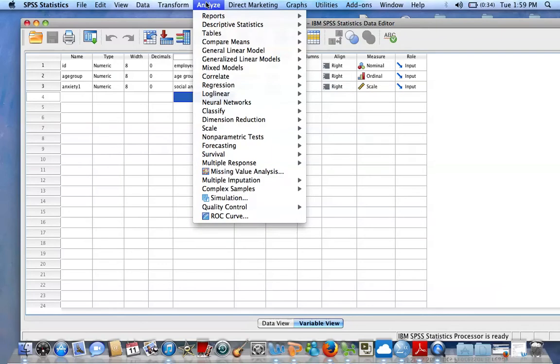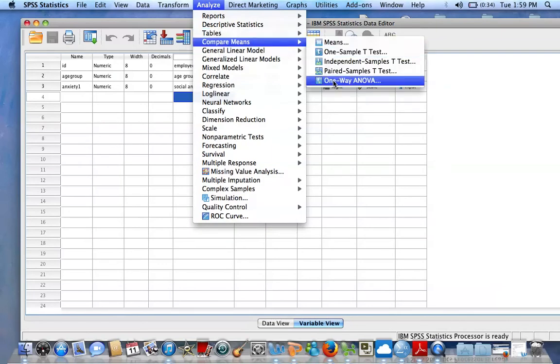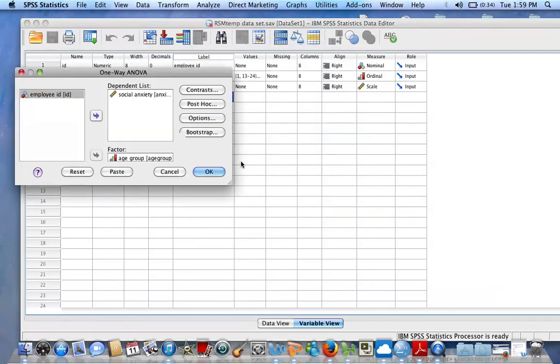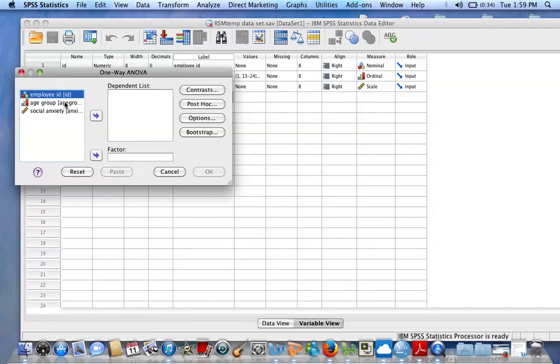We go to Analyze, Compare Means, One-Way ANOVA. I'm going to put age group. Our 3 ages are our factor, because we need to have a categorical variable as our factor or independent variable, and a continuous variable, in this case social anxiety, is our dependent variable.